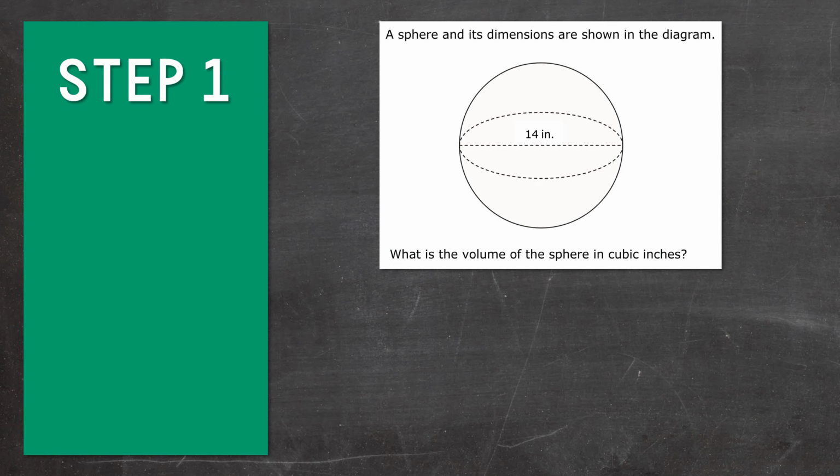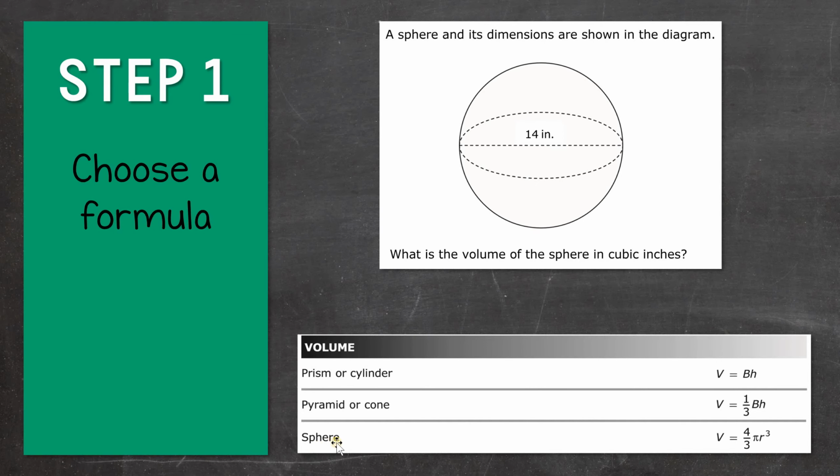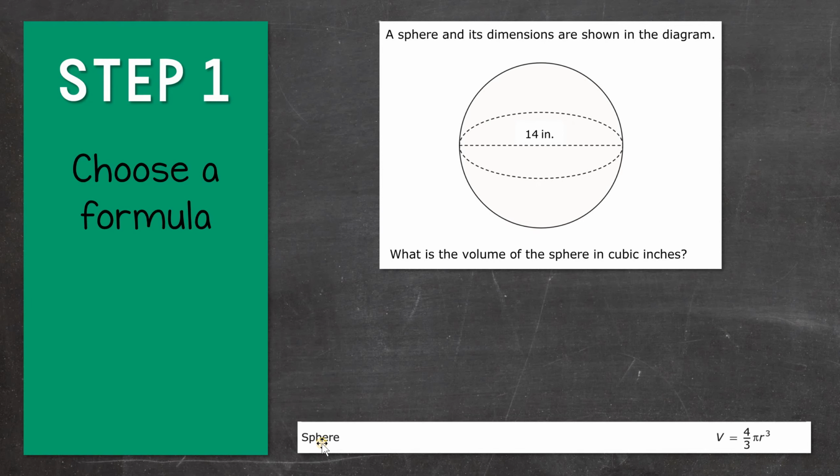And our first step is to choose a formula. So we need a formula to find the volume of a sphere. If you already know the formula, cool. If not, where could you look? Your formula sheet. So we're looking for volume. We only want to look at this section right here. We're looking for the volume of a sphere, so that's our formula.